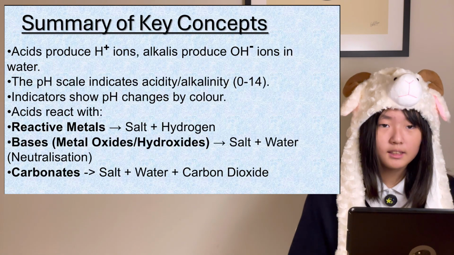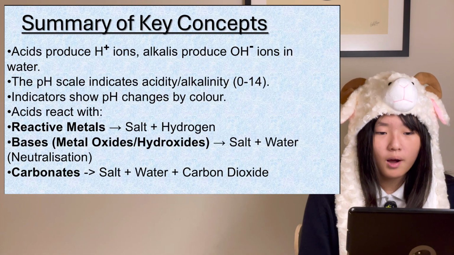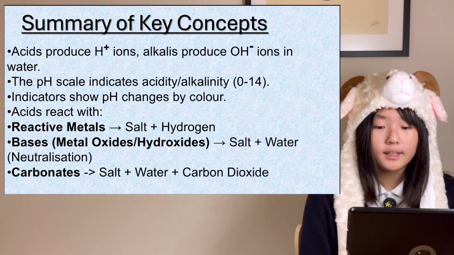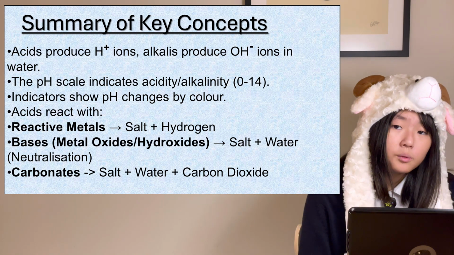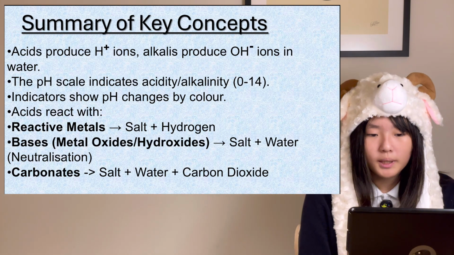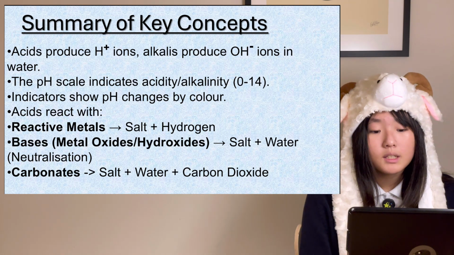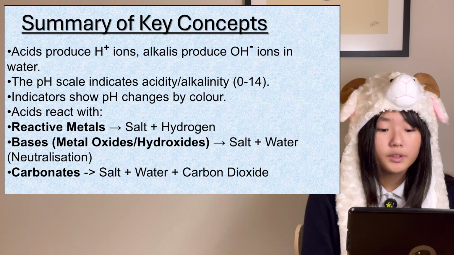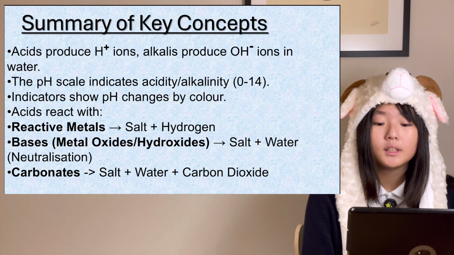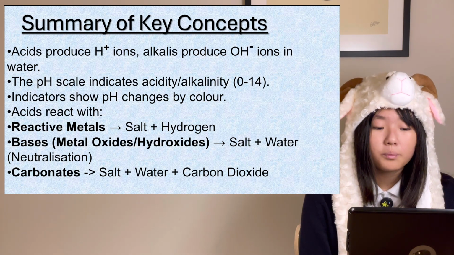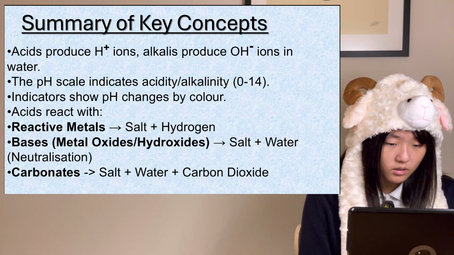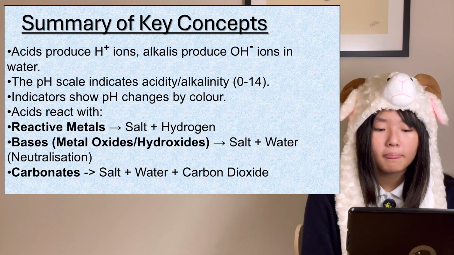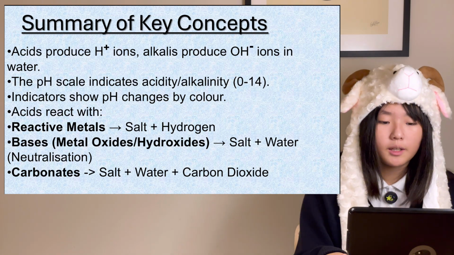The summary of today's lesson is acids produce H+ ions, alkalis produce OH- ions in water. The pH scale indicates acidity or alkalinity, which is 0 to 14. The indicators show pH changes by color. Acids react with reactive metals to become salt plus hydrogen. Bases, for example metal oxides or hydroxides, become salt plus water, which is called neutralization. Carbonates become salt plus water plus carbon dioxide.